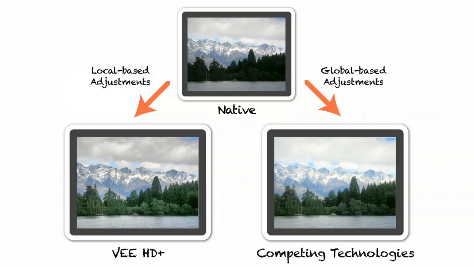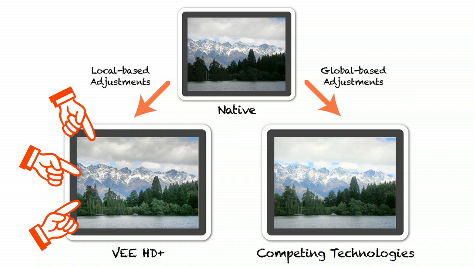The second way that VEE differentiates itself is that it is both a local and global-based technology. Typical competing methods use a global correction that improves some parts of the image, but often at the expense of details in other parts of the image. As an example of this, the native image above has been processed with VEE and competing technologies. Notice that while the competing technology has improved the tree area of the image, details in the clouds and mountain areas have been lost. VEE, due to its local and global adjustments, maintains or improves viewability in all areas of the image. It's also important to note that the display brightness of the VEE image has not changed.